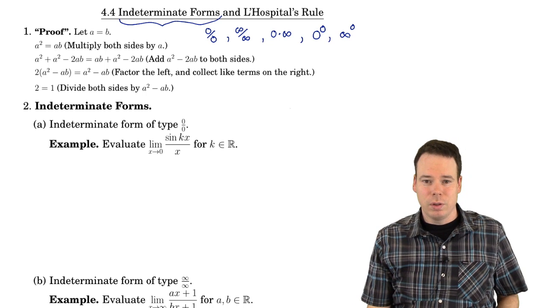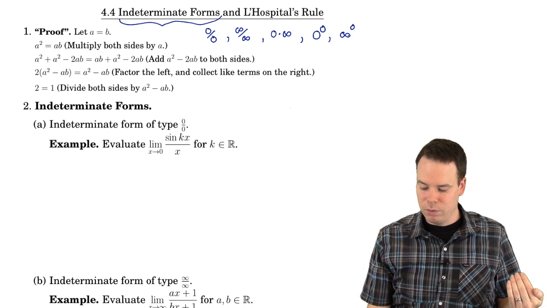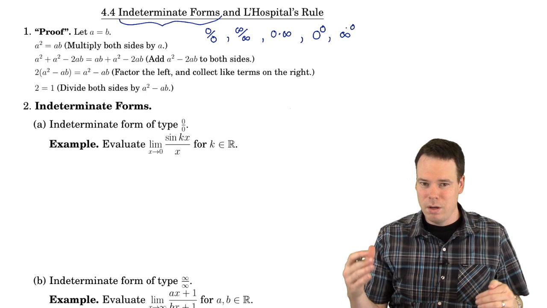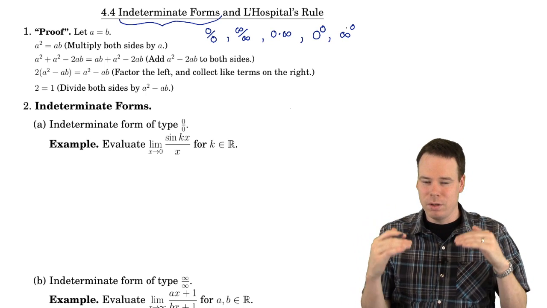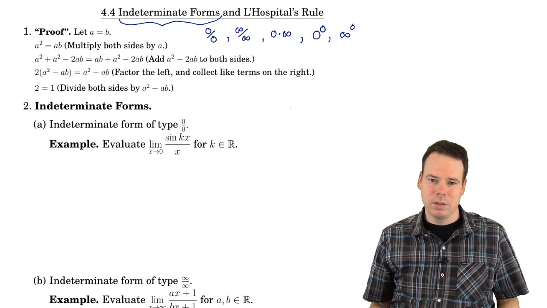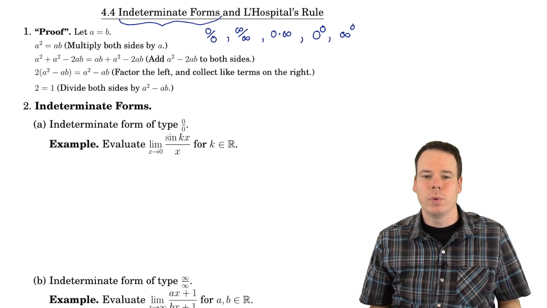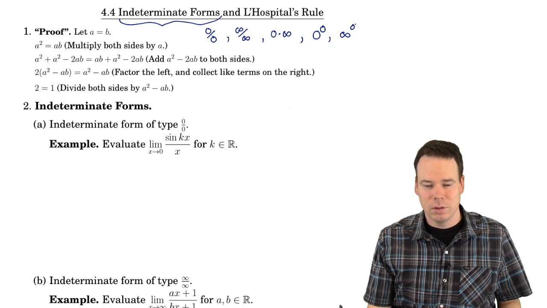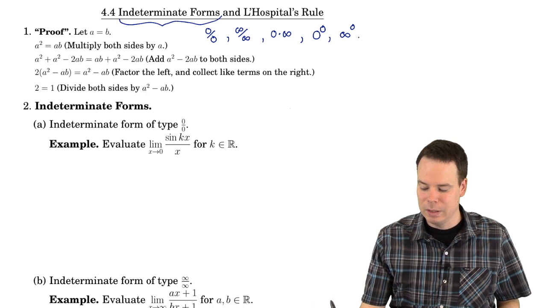Other forms are, what if the base function is going to infinity and the exponent's going to 0? Well, if the base function is going to infinity, maybe the whole thing should go to infinity. But if the exponent's going to 0, maybe the whole thing should go to 1. There's some sort of battle going on here. How fast is this base going to infinity versus how fast is the exponent going to 0? Again, this is an indeterminate form. We don't have enough information just by knowing that the base goes to infinity and the exponent goes to 0 to determine what the limit is.